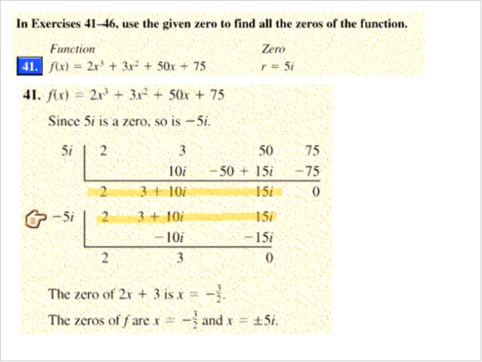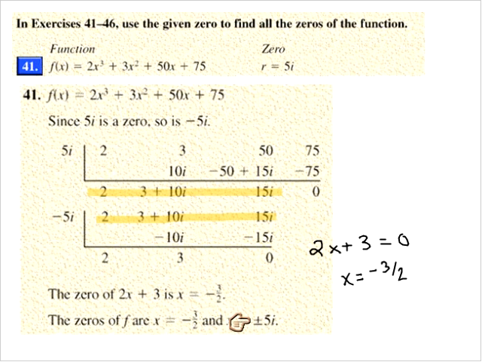So I'm going to go through synthetic division again. 2 times negative 5i is negative 10i. Then I'm left with just 3, and I get negative 15i and 0. This was much easier. So then I'm left with 2x plus 3, and I can easily solve 2x plus 3 by subtracting 3 and dividing by 2. So x equals negative 3 halves. So the 3 zeros are negative 3 halves and plus or minus 5i.